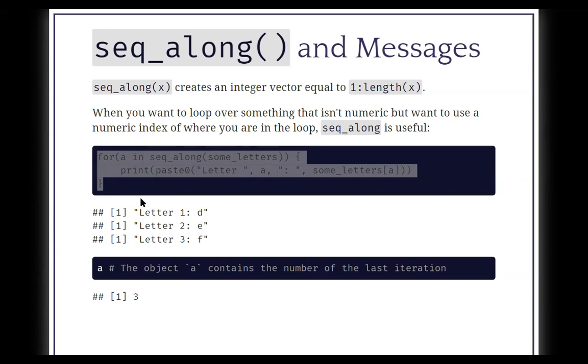So did sequence along turn it into like a factor vector? It turned it into numbers. So some letters here, we have a character vector DEF. Sequence along some letters is now a numeric vector, 1, 2, 3. And this is great because now we can do a little maths and subset by numbers for a thing that has underlying character values.